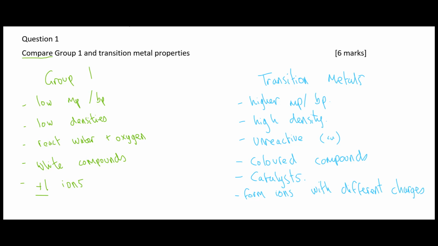For example, we have Fe, which is iron. Iron can form an ion with 2 positive charges, and this is referred to as iron 2. And you can see that we use these Roman numerals. Or iron also forms the Fe3+, which would be known as iron 3. Again, we use the Roman numerals.